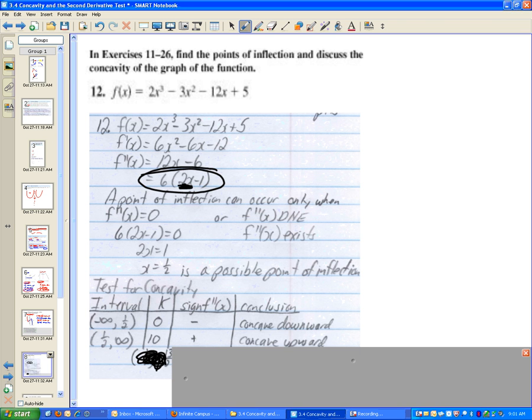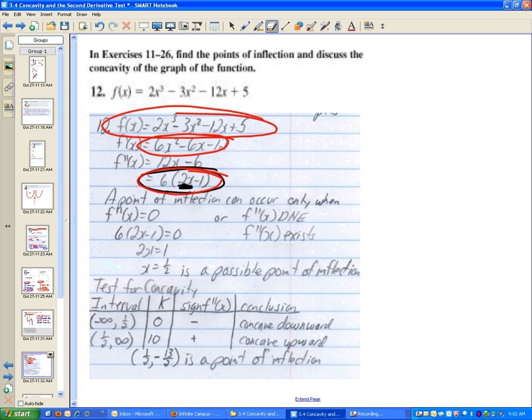Now, some of you were a little bit loose with your notation on the quiz. All right, x equals 1/2 is not a point. To get a point of inflection, we need a y-coordinate that goes with it, don't we? Should I use the second derivative, the first derivative, or the function to find the y-coordinate? Function. So you go back all the way up to the top, put a 1/2 in for x, and it turns out that y is negative 13/2. So the point 1/2, negative 13/2 is a point of inflection.